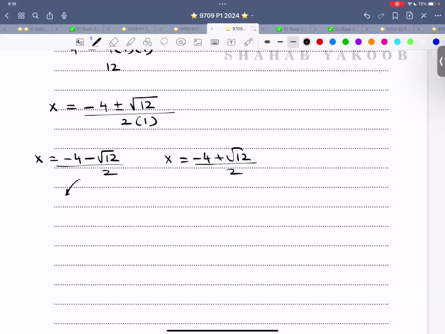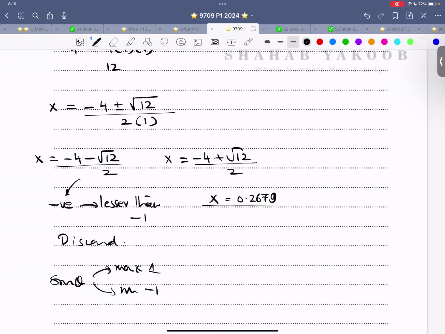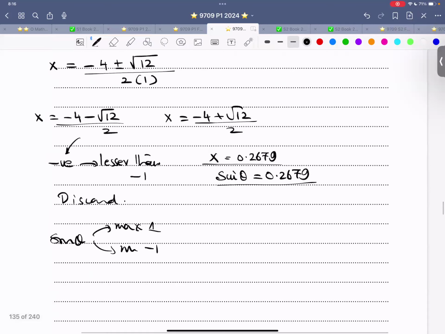This is coming out to be a negative number, lesser than negative 1. So discard. Why? Because sine theta has a max value of 1 and a min value of negative 1. So this is discarded. Over here, this x is coming out to be 0.2679. In other words, we have to solve sine theta as 0.2679. Got the idea?